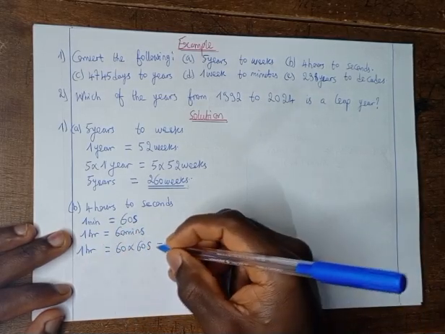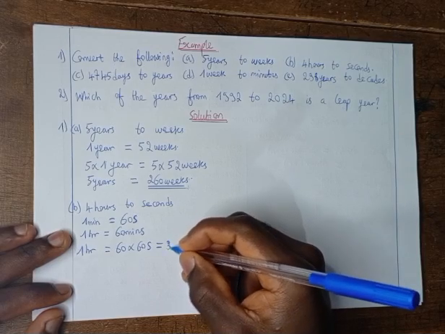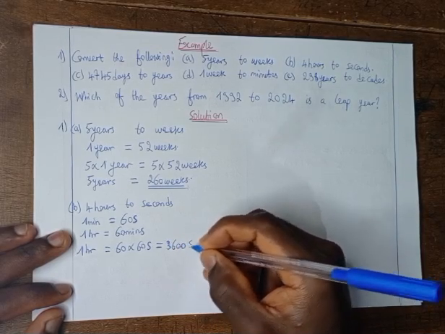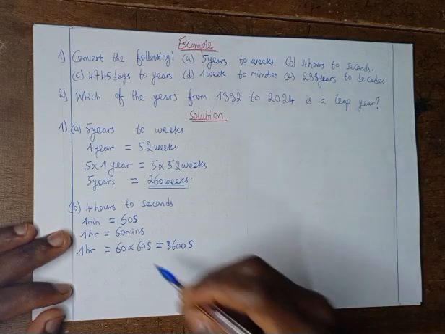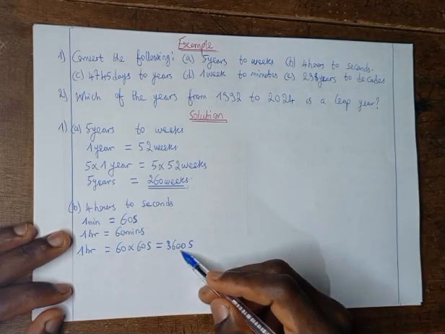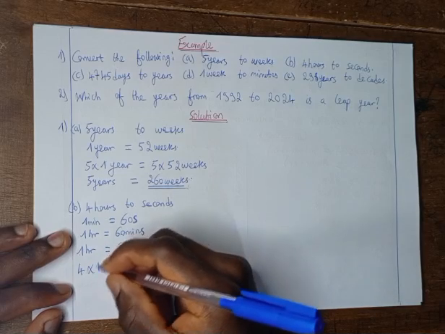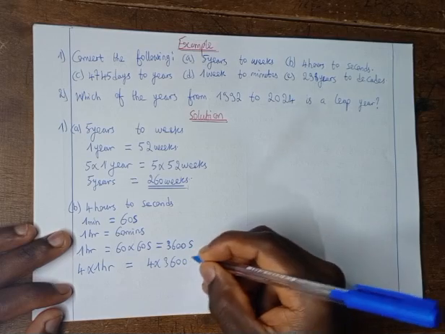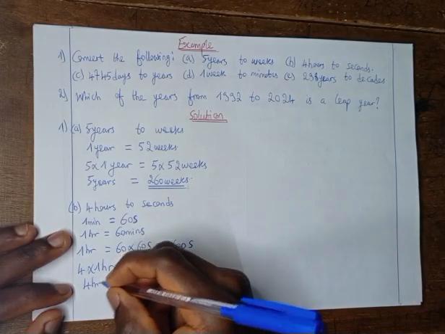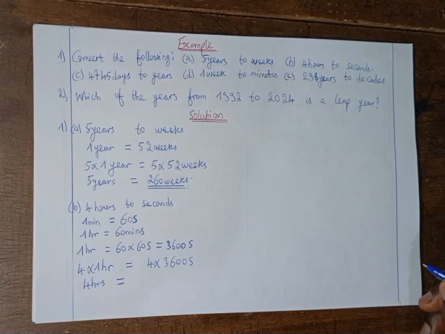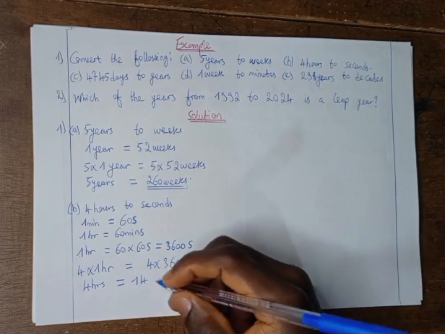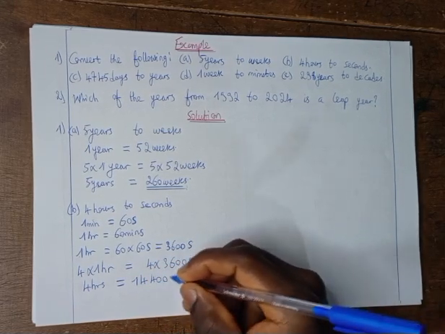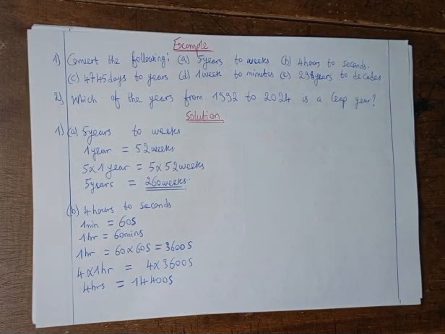This will give us 1 hour to be equal to 3,600 seconds. For us to get the number of seconds in 4 hours, we are simply going to multiply both sides here by 4. Take 4 times 1 hour, it will simply be equal to 4 times 3,600 seconds. This will give us 4 hours to be equal to, we need to multiply 3,600 by 4, which gives us 14,400 seconds. We are done.